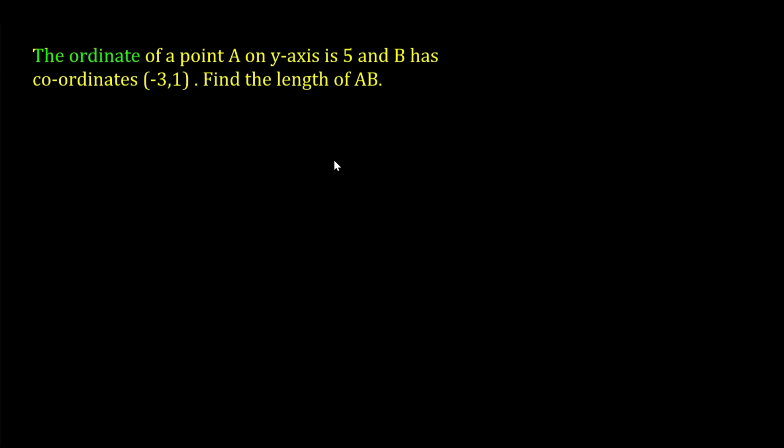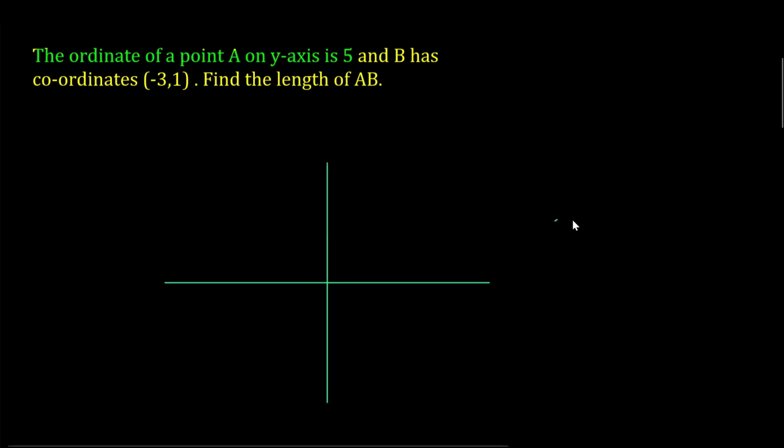The question here is: what is the ordinate? The y coordinate of a point A on the y axis is 5. What you should know about any point on the y axis, one more time, is that any point on the y axis is in the form of (y, 0).